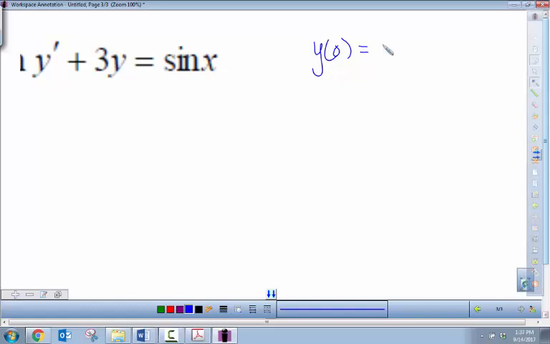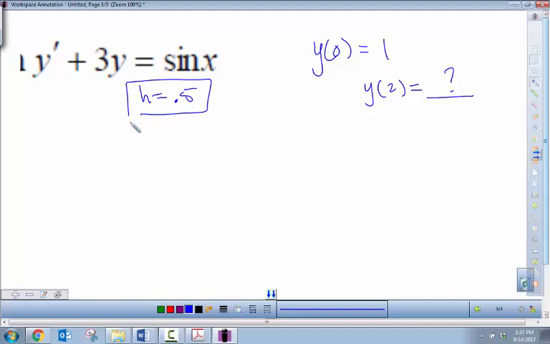Let's go, y of 0 is equal to 1. I don't know where that's going to take us. And let's go to y of 2. That's what we're looking for. And then we'll say h equals 0.5. So you need these pieces of information to be able to do Euler's method, with our limited resources on an exam.